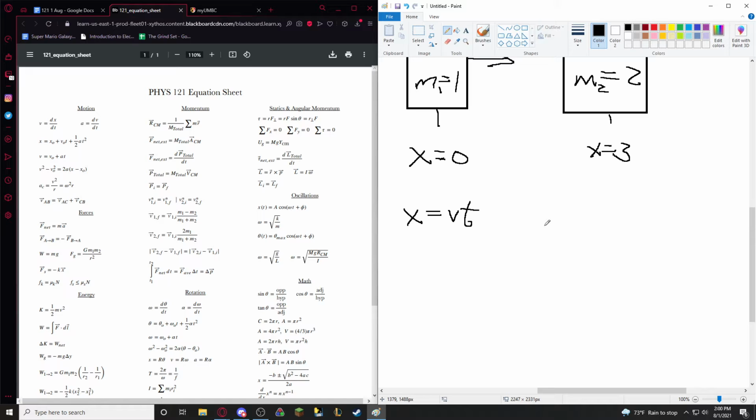Would you have to set... Well, you could also use... You'd have to set the distances equal to one another. And the distance for the second block, M2, has an initial start of 3. So whatever the equation is, it's some sort of distance block 1 equals distance block 2 plus 3, I believe.